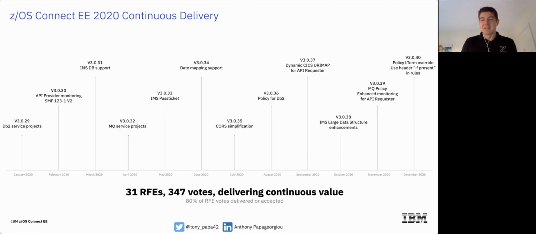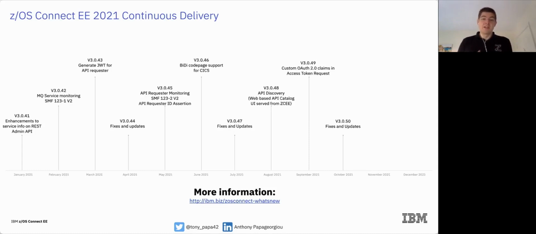There's a lot more underneath those headlines, but you can see we've been very, very busy, and that's continued into this year as well. Again, pushing on monitoring and enhancements to API requester. JWT generation for API requester has been a really big one for us. If you're calling outbound, we can now generate a JWT in place rather than having to call out somewhere and get one for that outbound call. BiDi support is for anyone in the Middle East, where they have right to left character sets. Probably not this audience, but important for us from a globalization point of view.